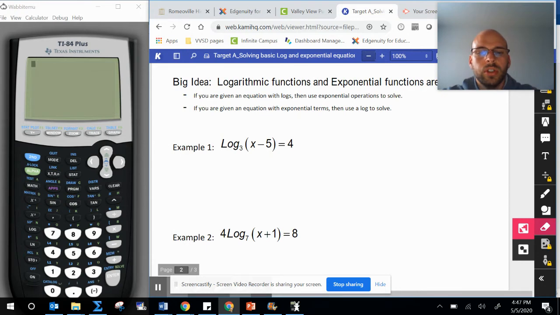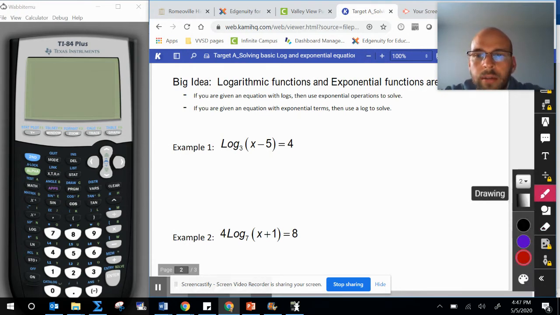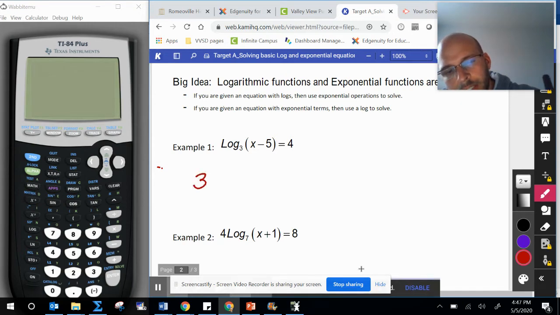Okay. So what I want you to do is take a look at example 1. It says log base 3 of x minus 5 is equal to 4. So the big important piece to this puzzle is going to be that base. All right. So if it is base 3, let me get my stylus working here. Hopefully we can get this going. Okay. What I want to do is use a base 3 for both sides. So what I do to one side, I do to the other.